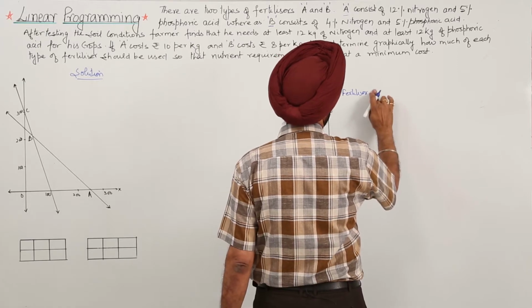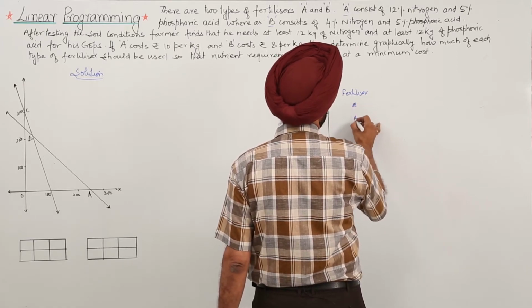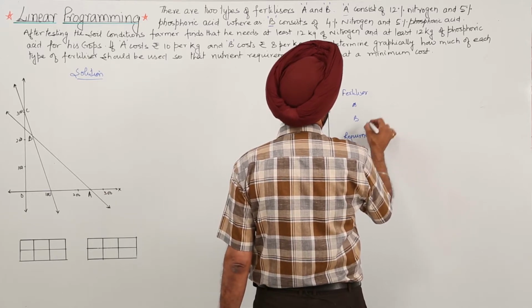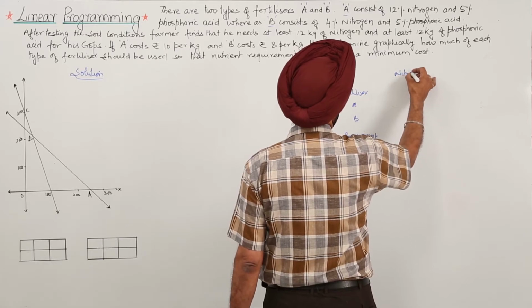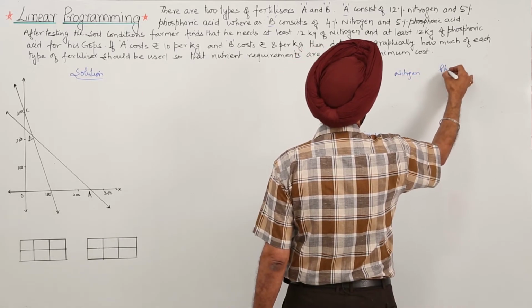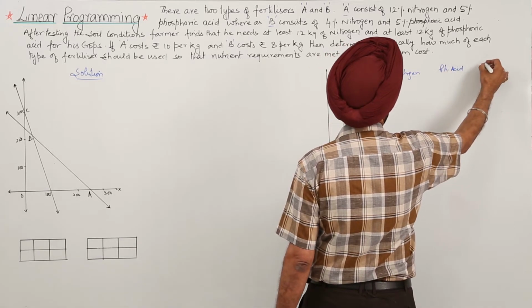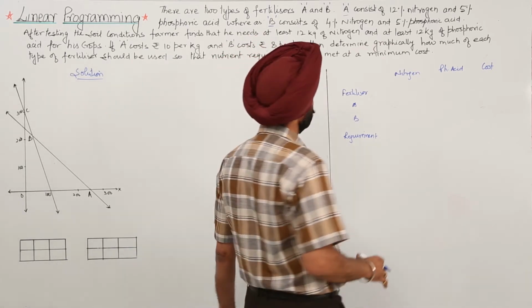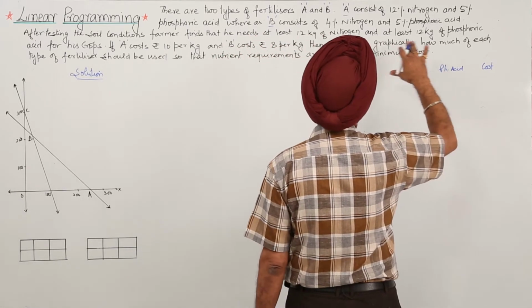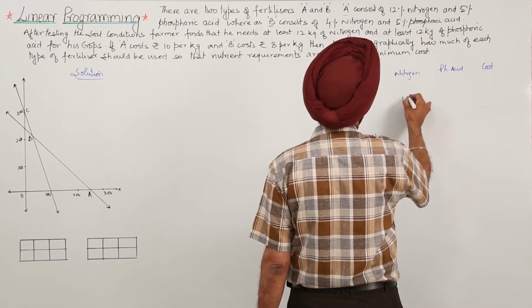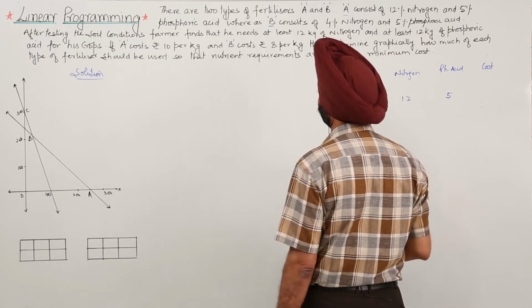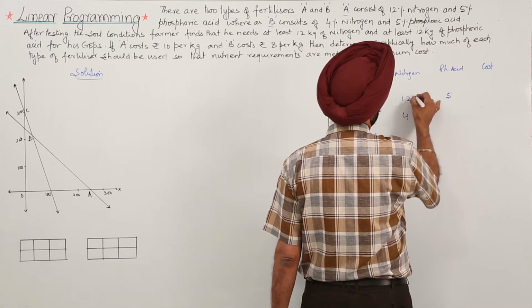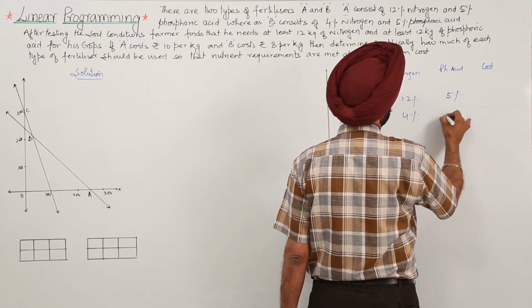Fertilizer A, fertilizer B and requirements. Now, content for nitrogen, phosphoric acid, cost. Okay, this is a rough table. So now we want 12% nitrogen in A and 5% phosphoric acid. Then we are having 4% nitrogen and 5% phosphoric acid in B.